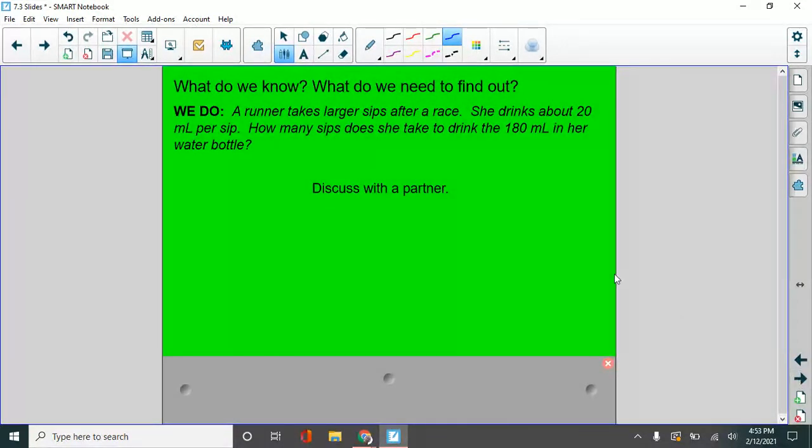Let's do this one together. A runner takes larger sips after a race. She drinks about 20 milliliters per sip. How many sips does she take to drink the 180 milliliters in her water bottle? Do you see the runner? See her in your head, she's at the track maybe.